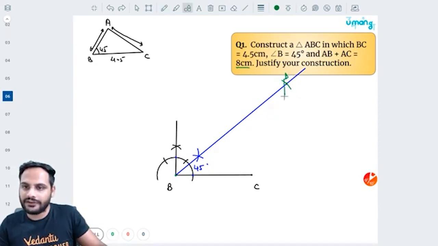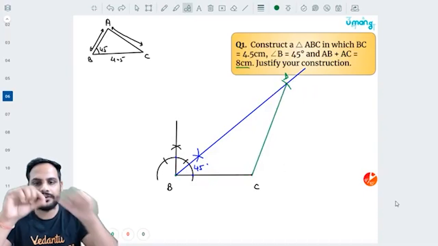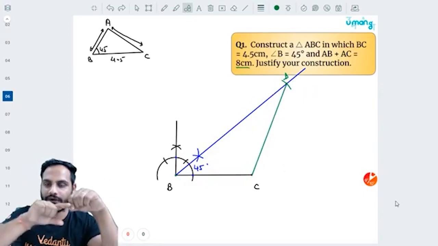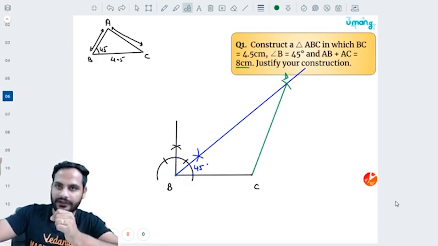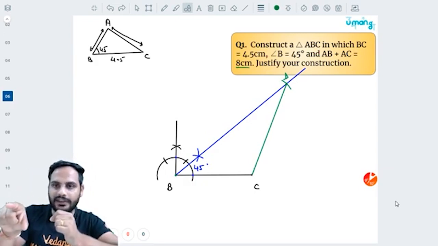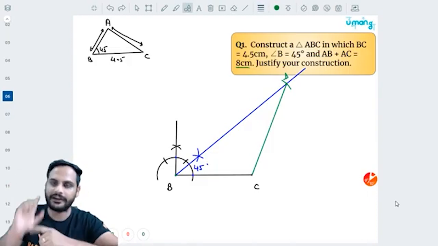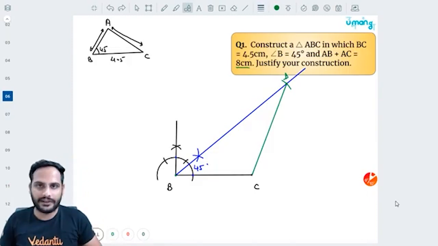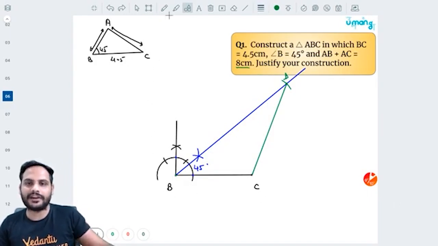Okay, after that join D with C. What you have done? First thing, drawn the base. At B you have drawn the angle of 45 degree. Now at this line of 45 degree, whatever is the sum of two sides given, AB plus AC, which is 8 centimeter, make that cut off 8 centimeter. So this BD will be 8 centimeter.